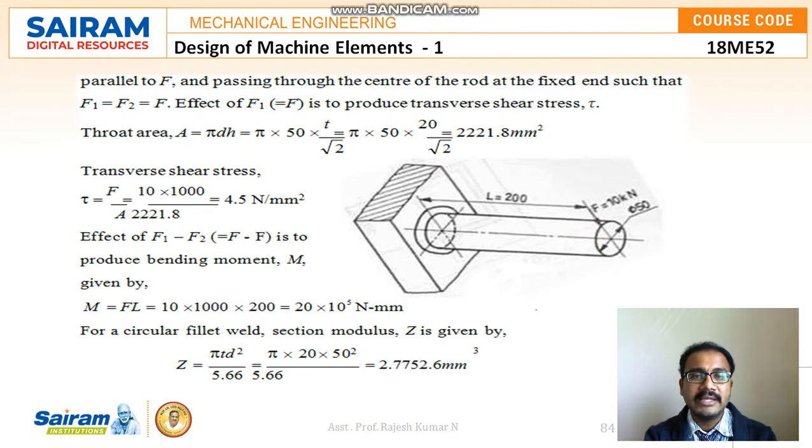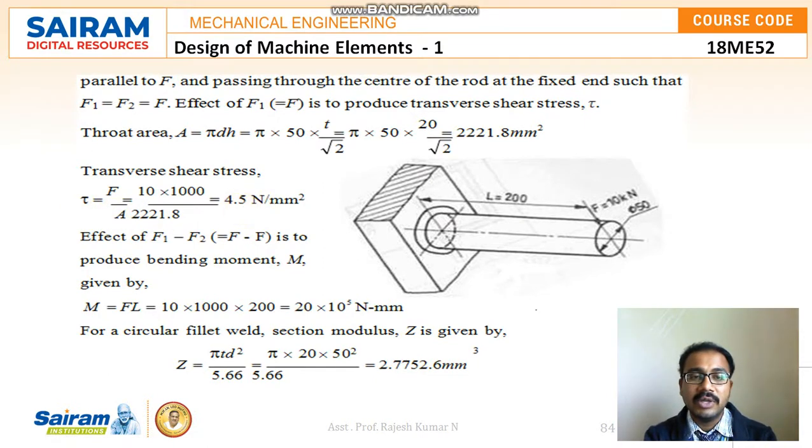The effect of F1, or F, is to produce a transverse shear stress tau. Therefore the throat area A is equal to pi d h, where h is t by root 2, which I have noted from the design data handbook, and the given d is 50. So the area I will be getting as 2221.8 mm square from the throat area formula. And for the transverse shear stress, the formula is F divided by area. F is the applied force, that is 10 into 1000, because of the kilonewton to newton conversion, and the area is 2221.8. So the transverse shear stress tau is equal to 4.5 newton per mm square.